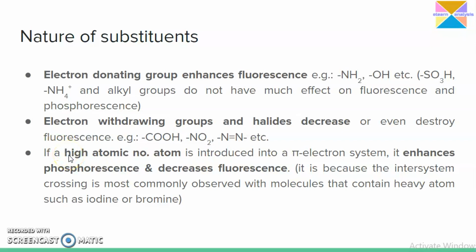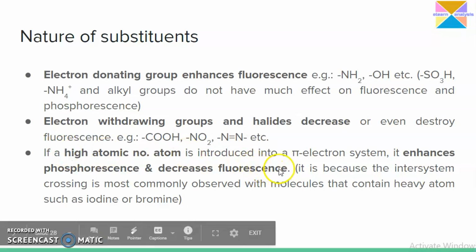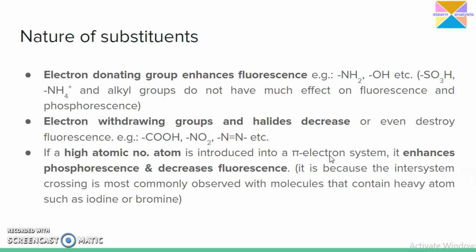If a high atomic number atom is introduced on the molecule or into the pi electron system, it enhances phosphorescence and decreases fluorescence. This is a very interesting observation.